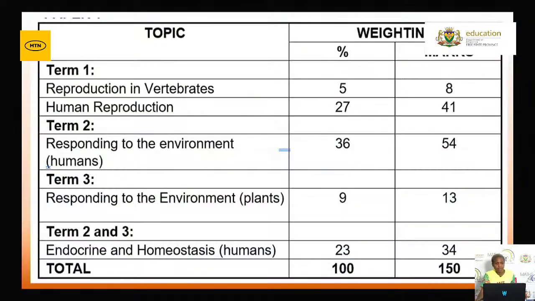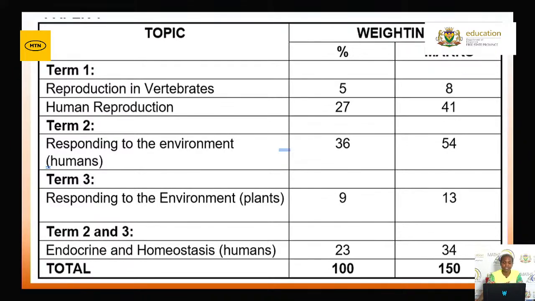So guys, today I'm going to do the exam tips with you for Life Sciences Paper 1, which will be written this coming Friday. Let us move straight into our presentation. I will start first with the mark allocation per topic.